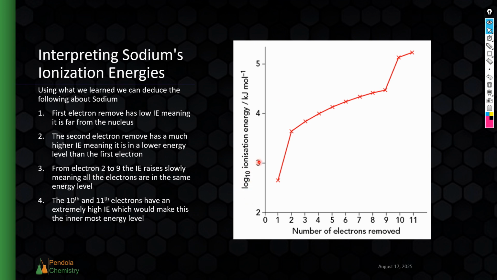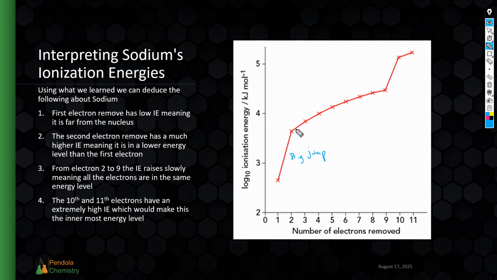Now, if we look at this, the first ionization energy for sodium is right here. Then when we look at the second one, there's a big jump between the first and second ionization energies. So let's mark that. We have here a big jump.